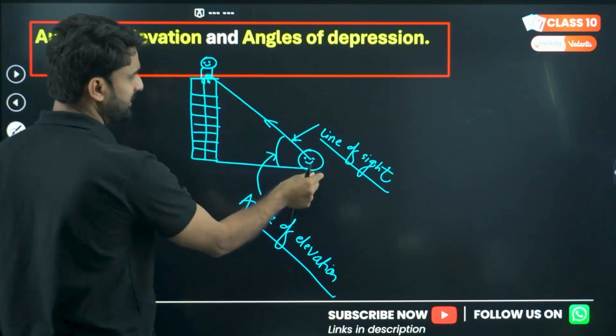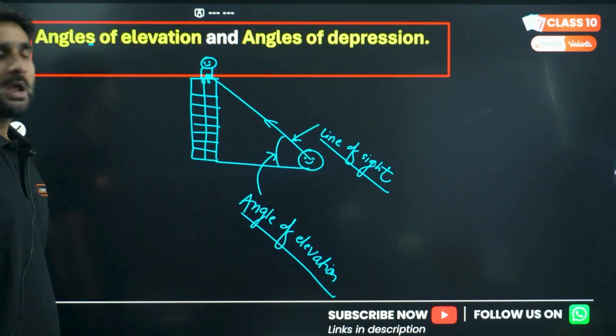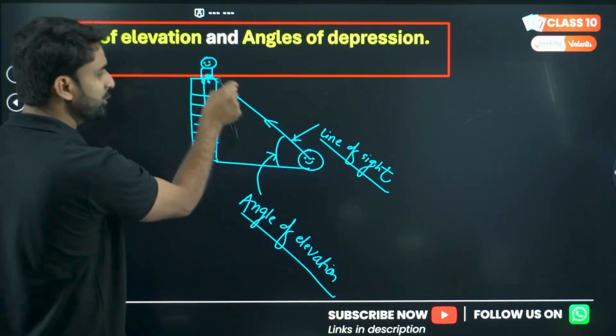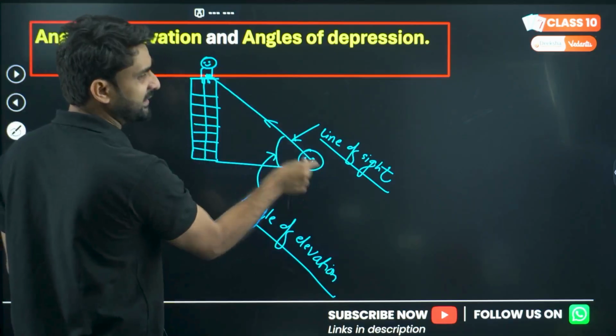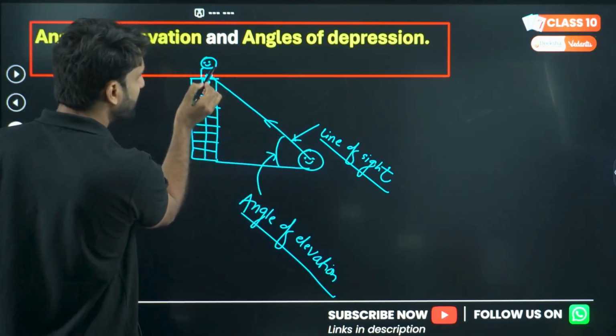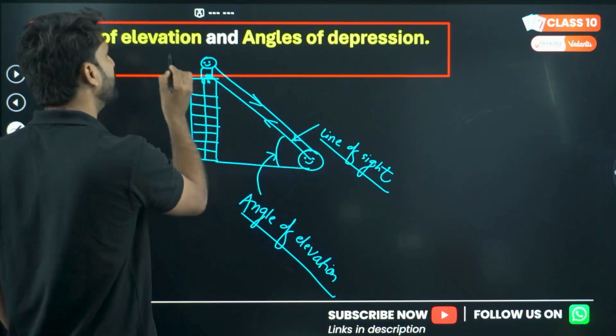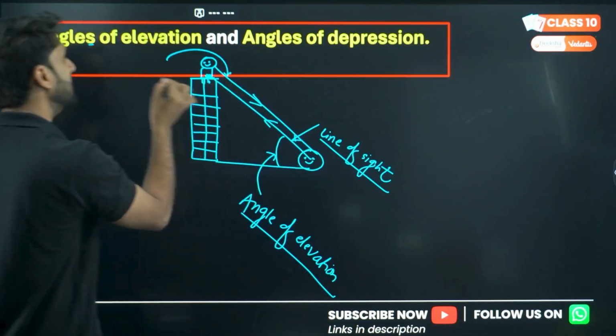This is a boy and this is another person, someone standing on the top of the tower. Now this person is looking at this boy who is sitting in the park. This person is looking at the boy this way. So this will be the line of sight.